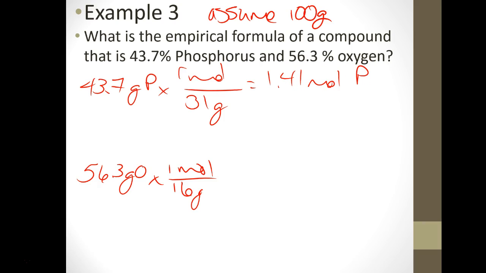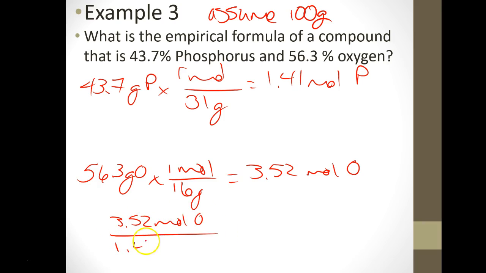You definitely don't want to call this like 1.4. The more sig figs you have, the easier it's going to be to understand how the ratios work out. So I would keep at least 3. Okay, so I've got my moles. I'm going to take the 3.52 moles of oxygen and divide by 1.41 moles of phosphorus. And I get 2.5 to 1.